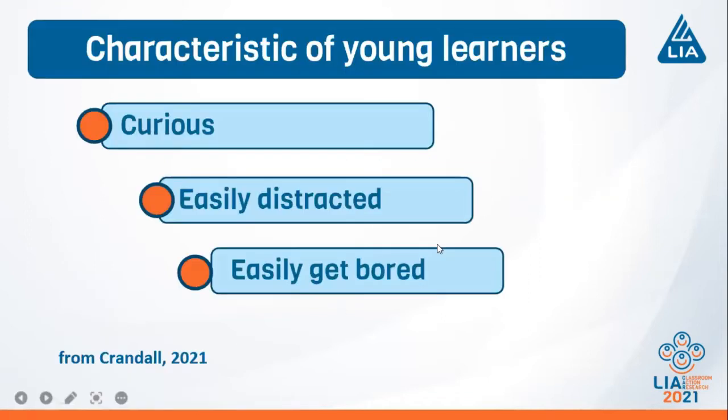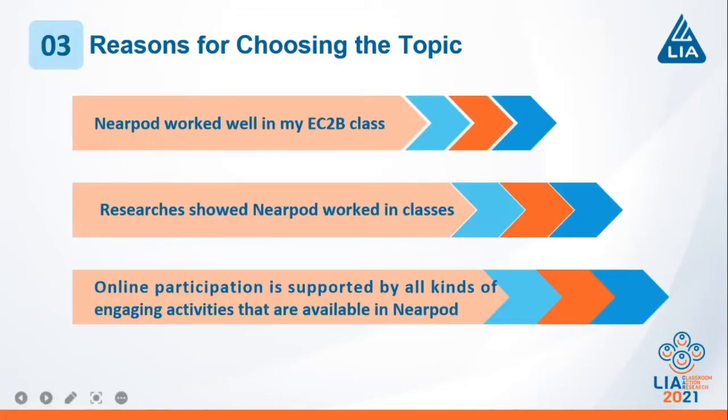We also have to pay attention to the characteristics of young learners. This one was taken from Dr. Jody Crandall in her webinar early this year. She said that young learners are curious, easily distracted, and can easily get bored as well. So when we are dealing with apps and engagement, we should keep these characteristics in mind as well. Here are my reasons for choosing the topic.